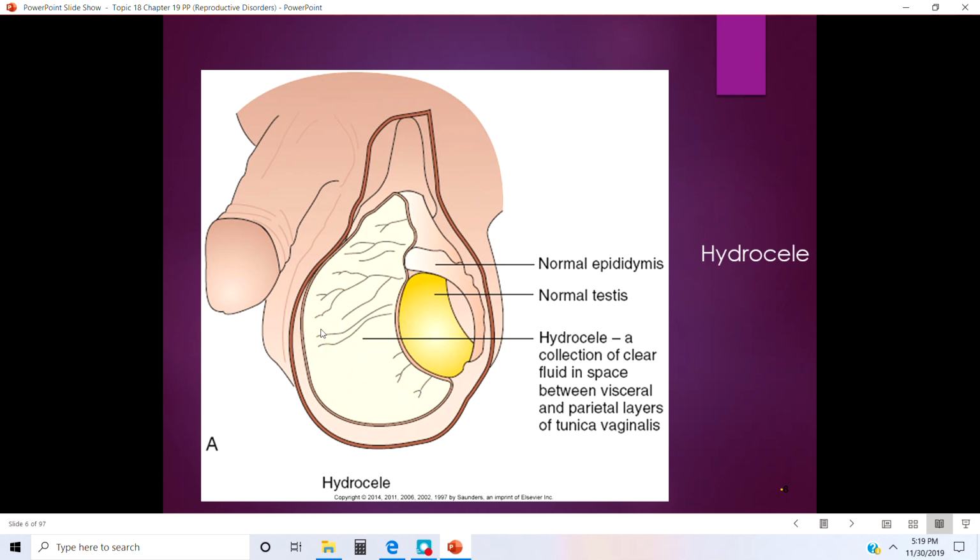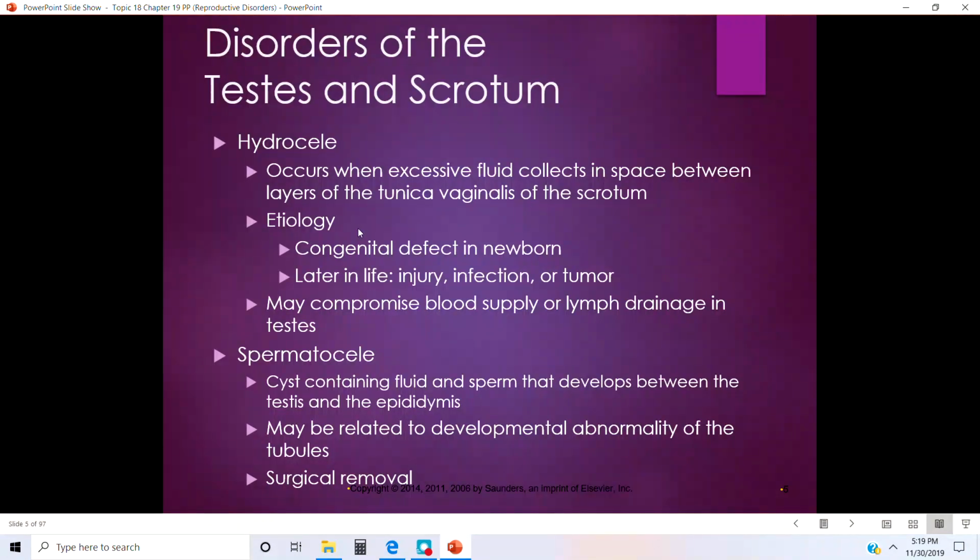But look at this, guys. This is just filled with fluid, way too much fluid. And this is what we would call a hydrocele. Okay, so this occurs, I'll read it one more time, when we have excessive fluid collecting in the space between the layers of the tunica vaginalis, right?